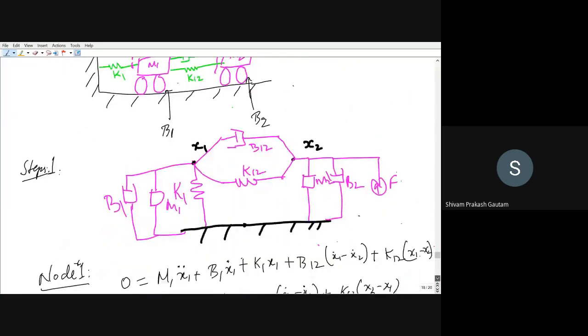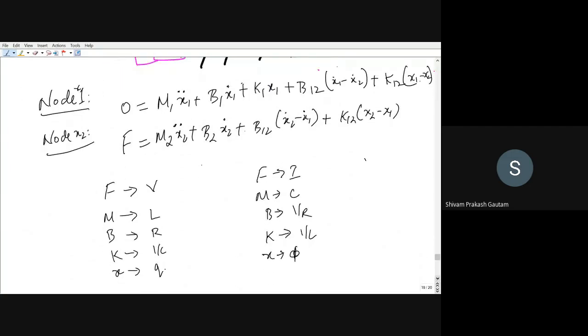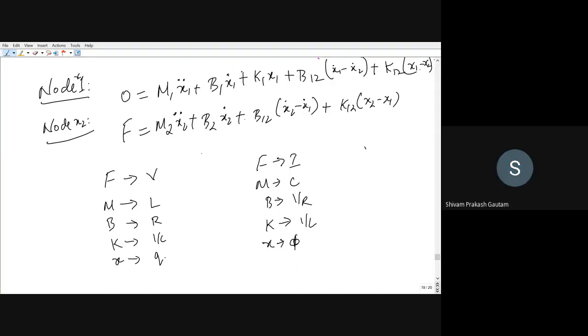Should we move forward? Say yes or no. Yes, sir. I should hear it from the other students as well. Yes, sir.